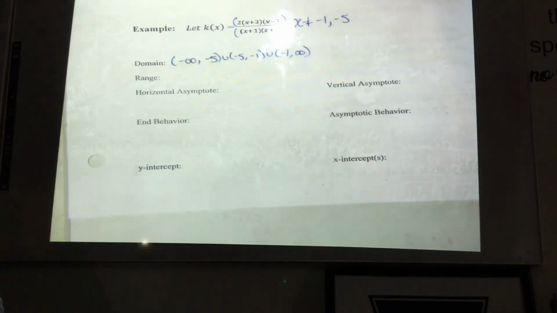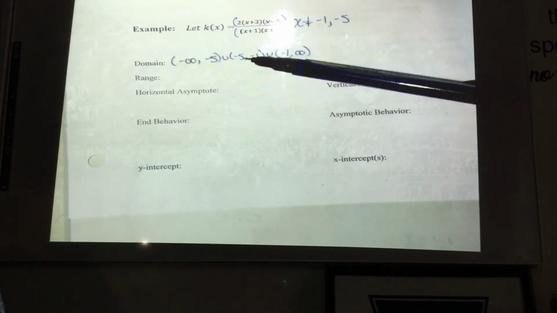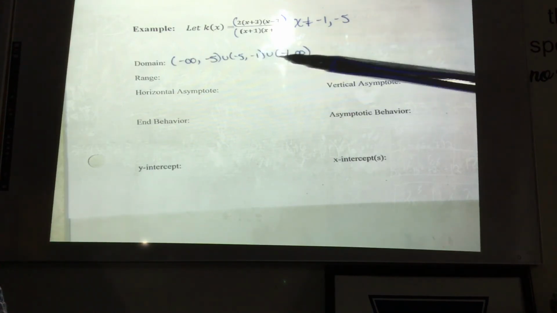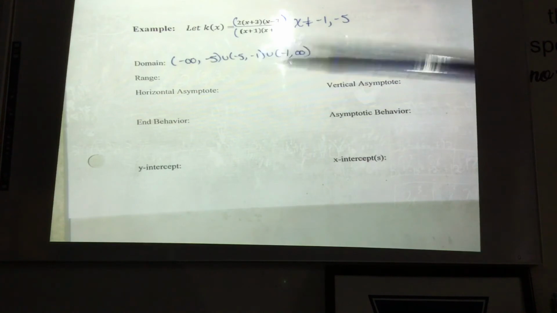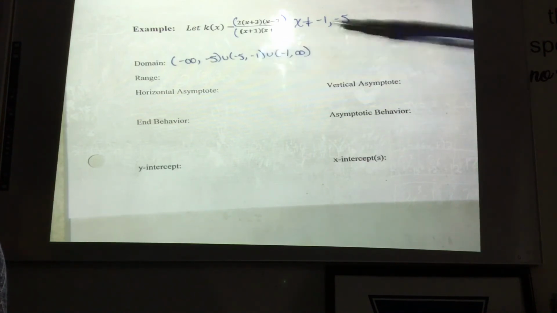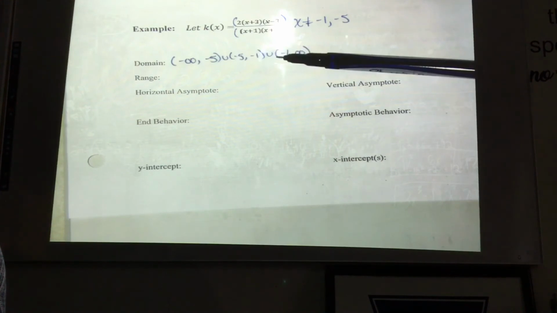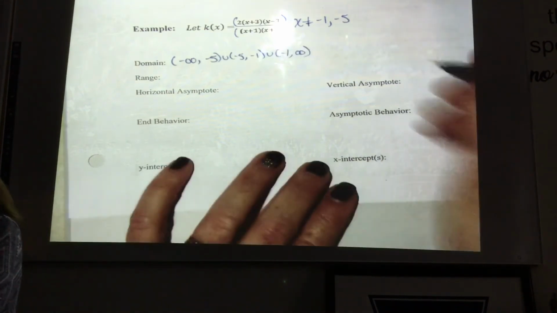So I go from negative infinity to negative 5, union with, because there's a break, negative 5 to negative 1, union with negative 1 to infinity. Each break represents a what? When it deals with domain, each of these breaks is a what? Asymptote? It's a vertical asymptote.